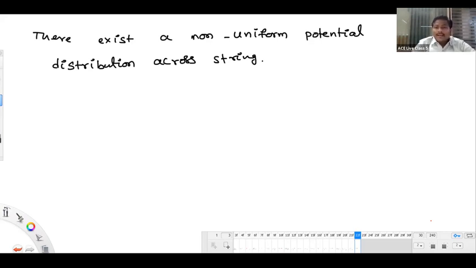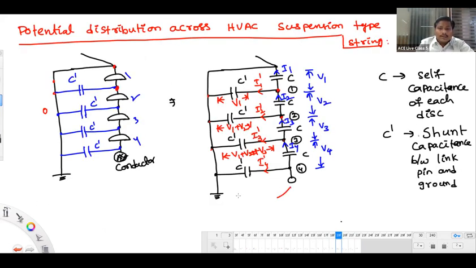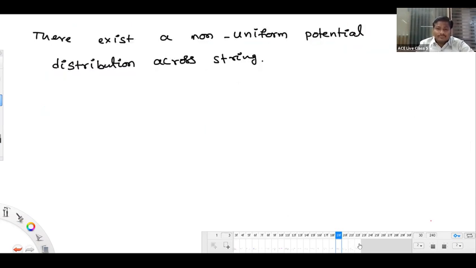V4 is not the conductor potential. Conductor voltage is the summation of all the four. Conductor voltage means you have to measure from conductor to ground. If you are checking conductor to ground voltage, that is V1 plus V2 plus V3 plus V4. That is the conductor operating voltage. That is not the last capacitor voltage, so-called V4. Okay, let's continue. So we have non-uniform potential distribution.